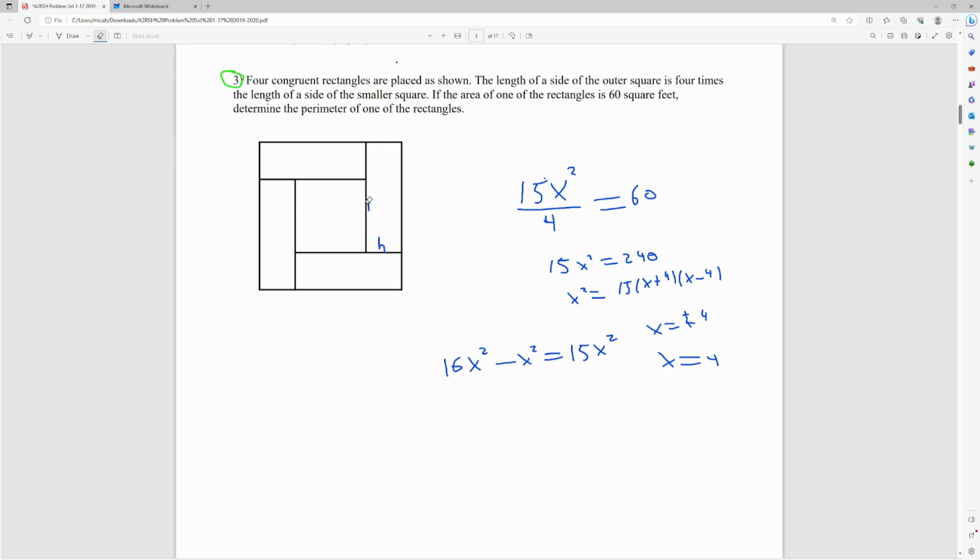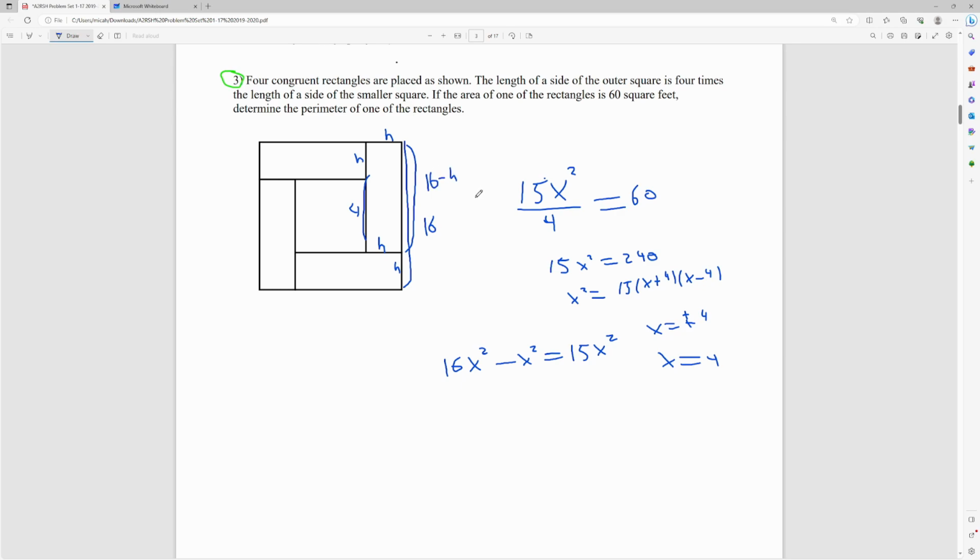So 4, this side is 4, then this whole thing is 16, and this is going to be h, and this is going to be h. And let's say this is h2. So then this side is going to be 16 minus h.